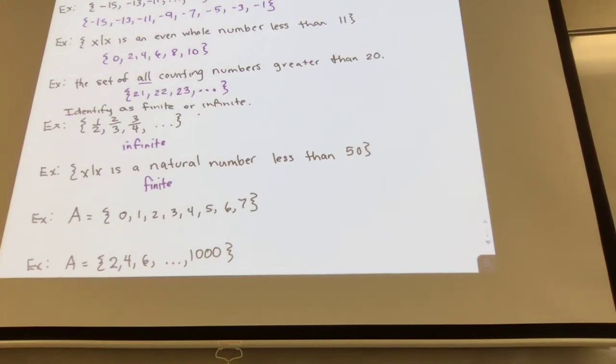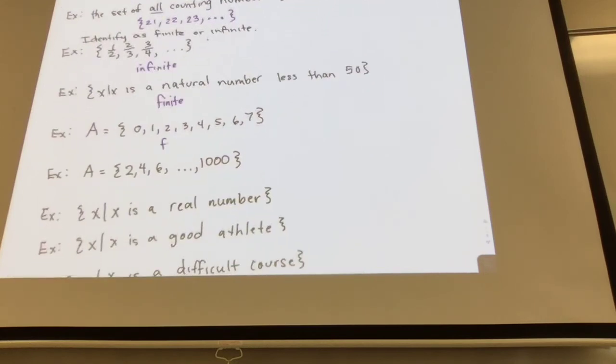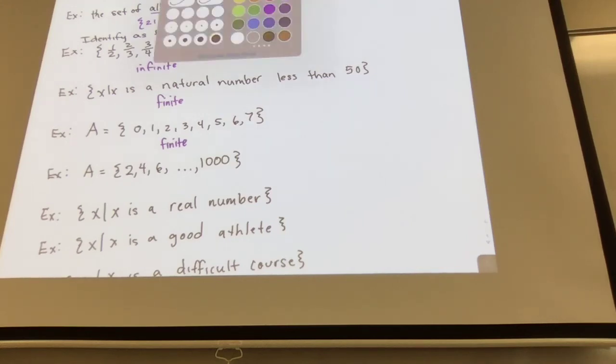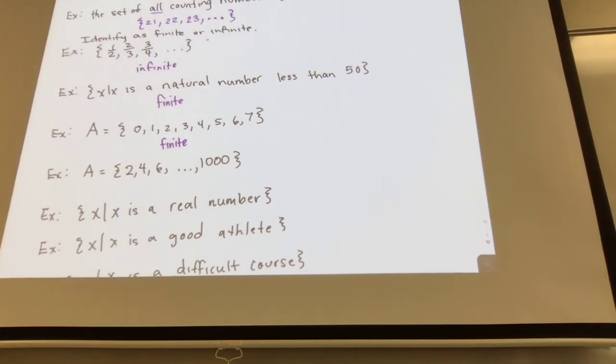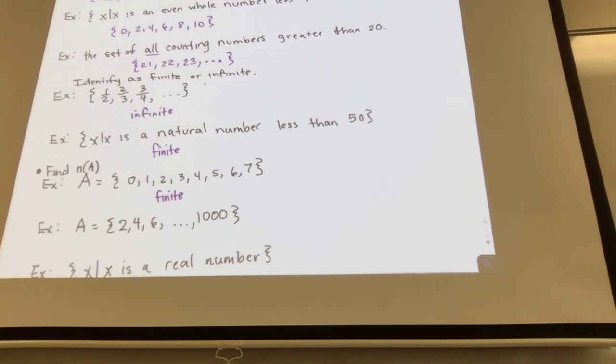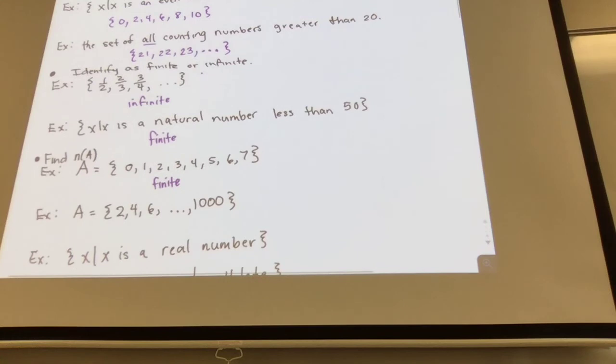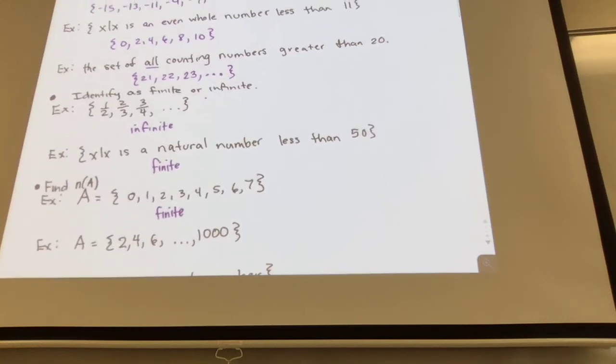All right. Set A has how many elements? 1, 2, 3, 4, 5, 6, 7. Looks like 8 elements. Is it finite or infinite? Can you count it? Yep. What is the cardinality of that? So go ahead and name the cardinality. So on top of that, let's find the cardinality of A. So it's finite, but also give me the cardinality of it.